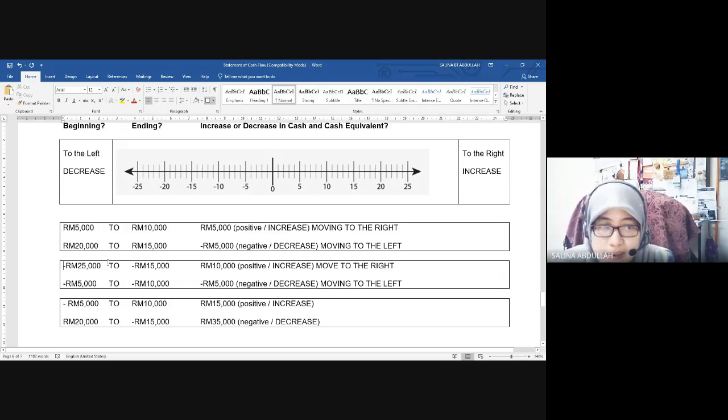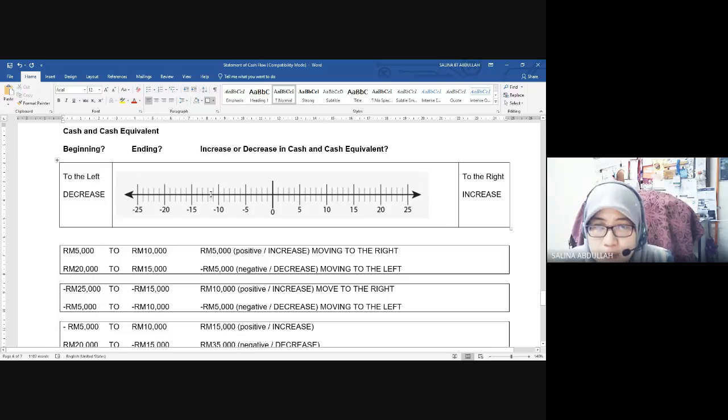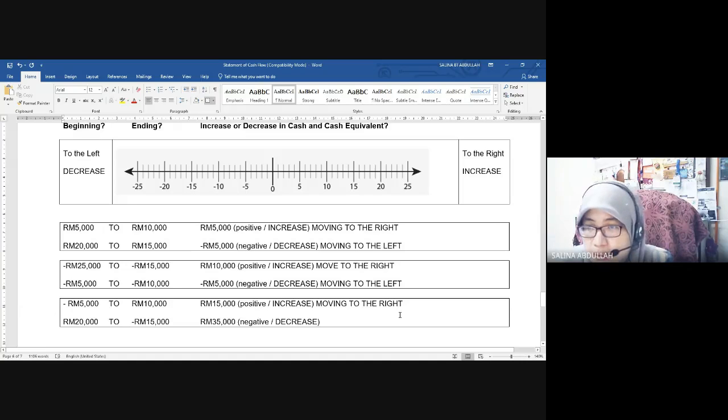Okay, let's take a look at another situation. If it is from negative 5,000 to 10,000, it is moving to the right as well. So it is a positive 15,000, not 5,000. From negative 5,000 to 10,000 is a positive 15,000, as you can see in this table.